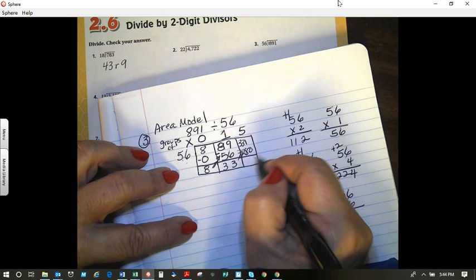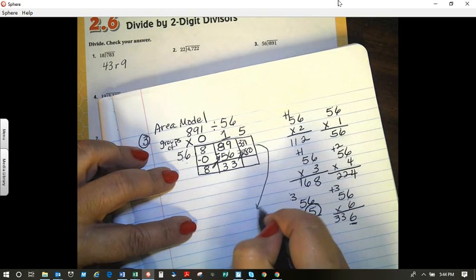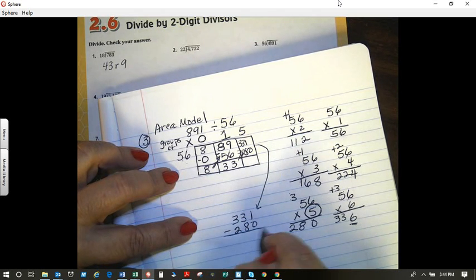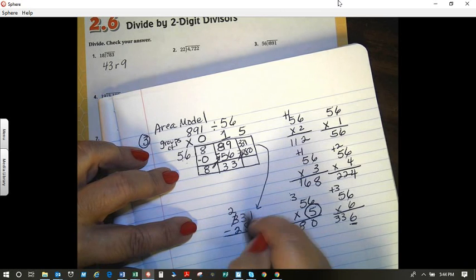So what I've seen some kids do, which I think is a great idea, you bring that out of the rectangle so that you can subtract it out. 1 minus 0 equals 1. I cannot take 8 out of 3, so I'm going to regroup. That becomes a 2. And I'm going to bring my 1 over here. That 3 stays the same, so it's 13.